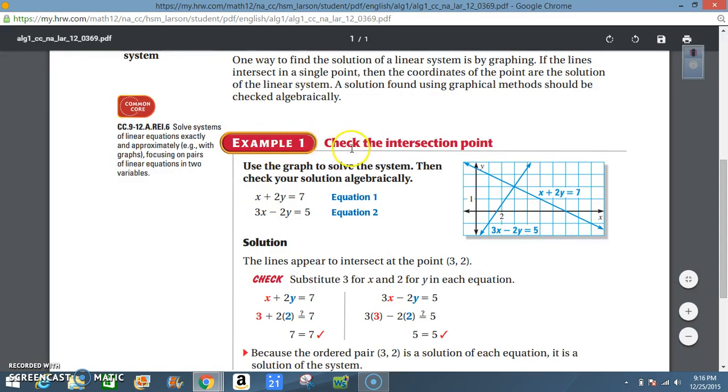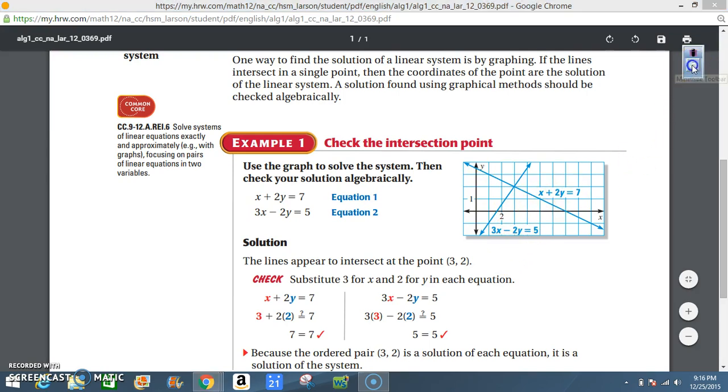Example 1. Check the intersection point. Use the graph to solve the system. Then check your solution algebraically. So we look at the graph and we determine that these two lines intersect at this point. Now the coordinate of this point is x is 3 and y is 2.